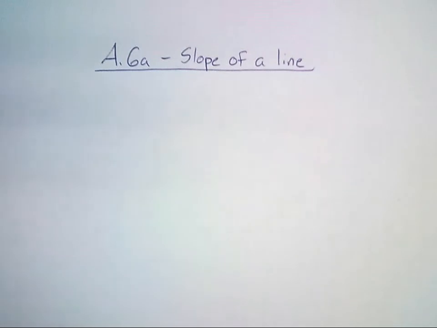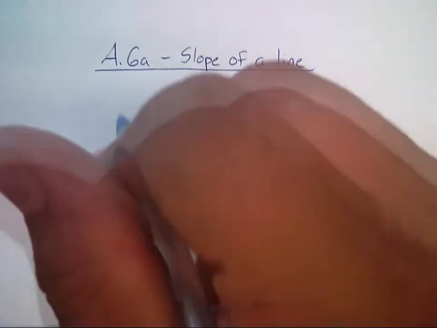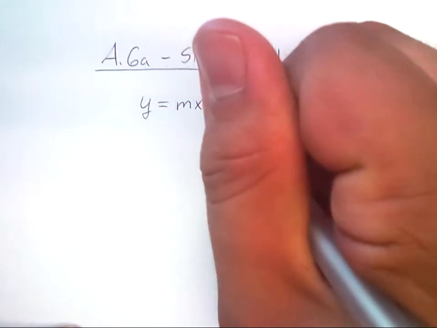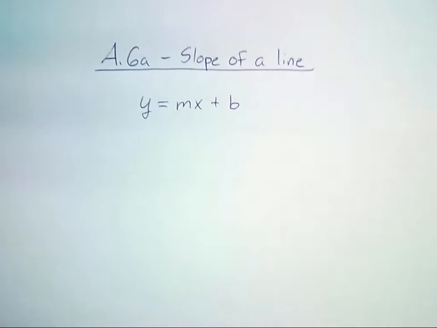Hello and welcome to a review of SOL 8.6a, slope of a line. What we're going to talk about is not right away slope of a line, but actually what we use to graph a line. And so the big equation we use is y equals mx plus b. And this is known as slope-intercept form.